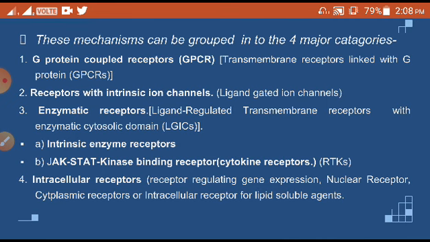The last one is also very important, intracellular receptors. These intracellular receptors are also called the receptor regulating gene expression. Some books will write it like that. Some books say nuclear receptors, cytoplasmic receptors, or intracellular receptor for lipid soluble agents. So remember, these are the four transducer mechanisms which come under the receptor category, where you will have the mechanism of their action.